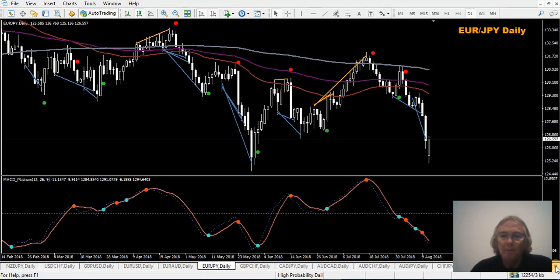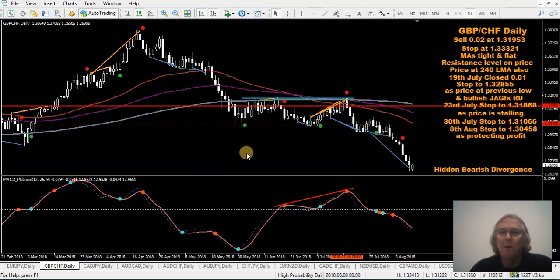Remember, these are the daily charts, so a long time between trades sometimes. Pound Swiss franc in a sell from up here, it's come down nicely. I've already closed out half, got the stop in place down here, and it's still heading down. Nothing to get too excited about. Again, you could probably start thinking about drawing trend lines across there.